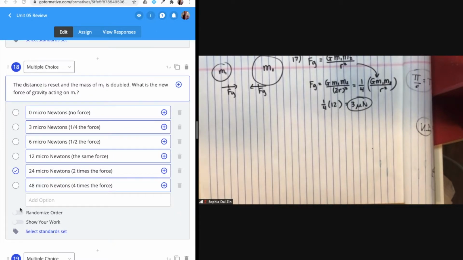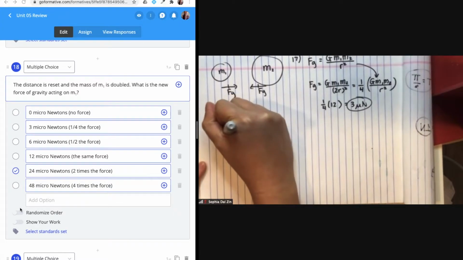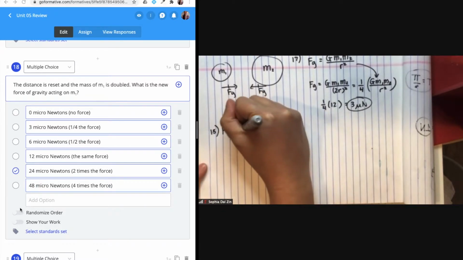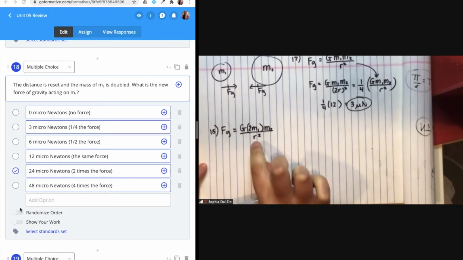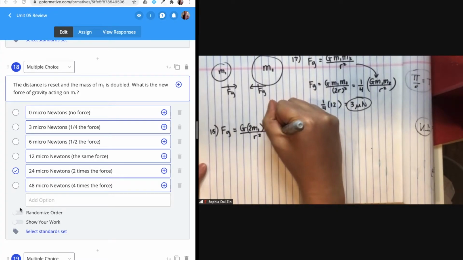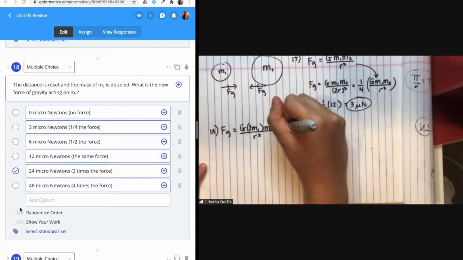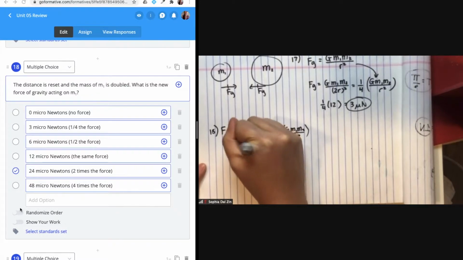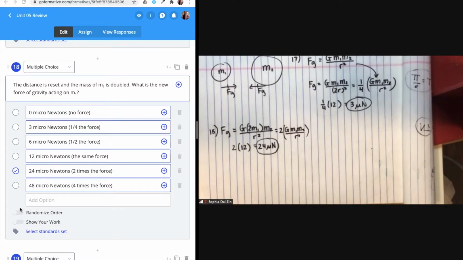Okay, so number 18 comes along, and we reset the distance. So I'm back to just having r for the distance. But now, it doubles the mass of m1. Doubling the mass of m1 makes m1 twice as big. So I substituted that change in. All the other variables remain the same though. That means it doubles the force of gravity. It is 2 times this original force. So 2 times the original force is 24 micronewtons, or 2 times bigger.